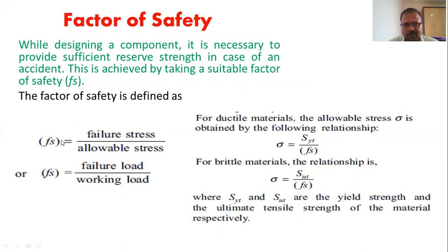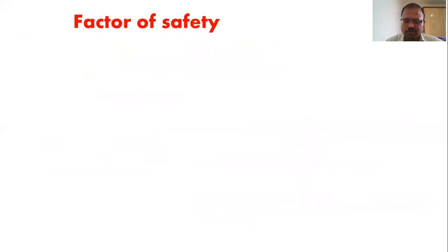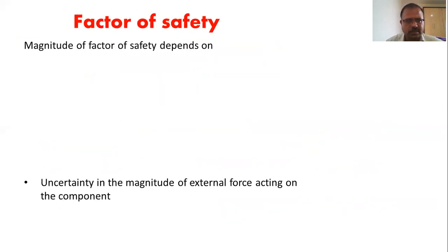Allowable stress will be failure stress upon factor of safety. The failure stress in case of ductile material is yield stress. In case of brittle material, it is ultimate stress. In this way, we can define the value of factor of safety and calculate the values of allowable stresses. Then the most important question is how to decide the magnitude of factor of safety. The magnitude of factor of safety depends on various factors.